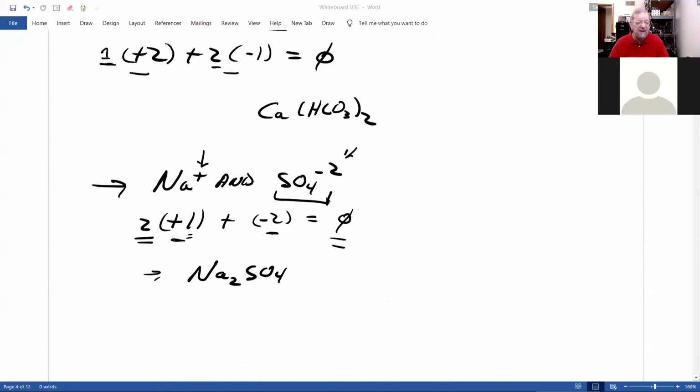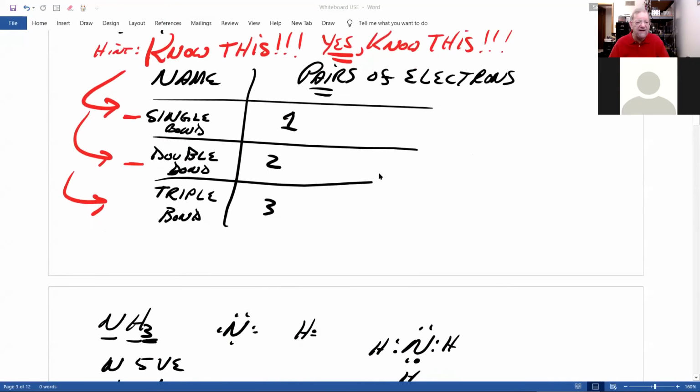And what are the 3 covalent bonds? First one, single bond, it has one pair of electrons. Second one, double bond, 2 pair. Third type, triple bond, 3 pair. Again, single bond, 1 pair. Double bond, 2 pair. Triple bond, 3 pair.